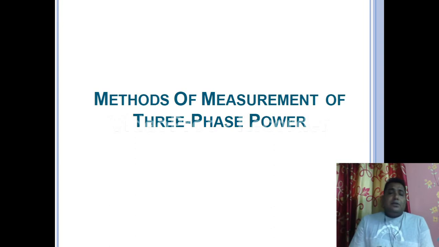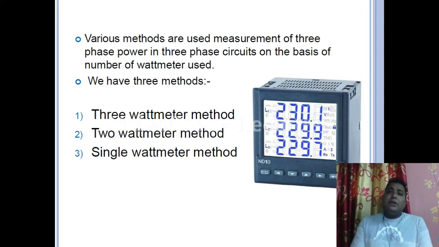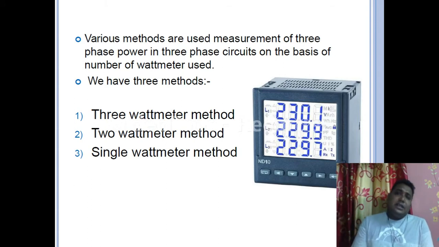Okay, so now we are going to see what methods we have for the measurement of power. Various methods are used for the measurement of three-phase power in three-phase circuits, on the basis of the number of wattmeters used. So we basically have three methods. What are the methods? The 3 wattmeter method, the 2 wattmeter method, and the single wattmeter method.